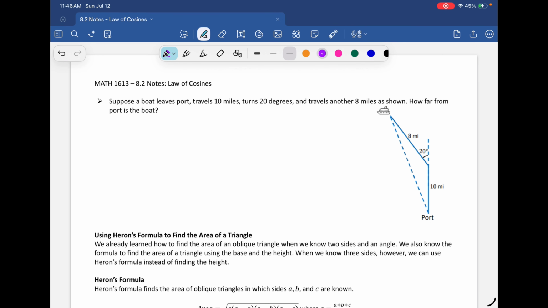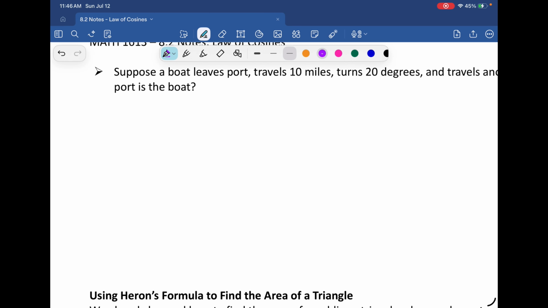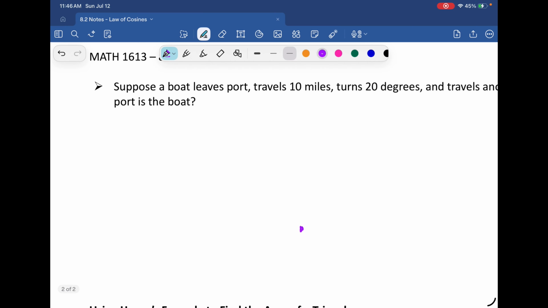Okay, and this one kind of messes with me just a little bit in the sense that I'm not super great with directions, not because it's a particularly difficult problem. So suppose a boat leaves port, travels 10 miles, turns 20 degrees, and travels another 8 miles as shown. If I didn't see this picture, let's say we have port right there. It travels 10 miles. To make it easy on yourself, you say it travels due north, so we go straight up.